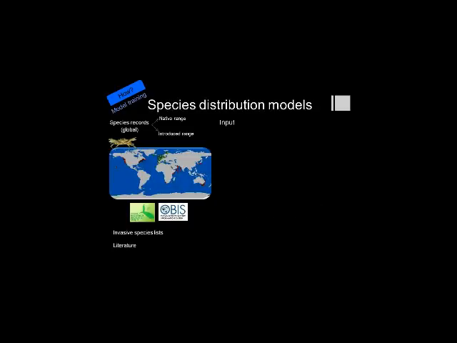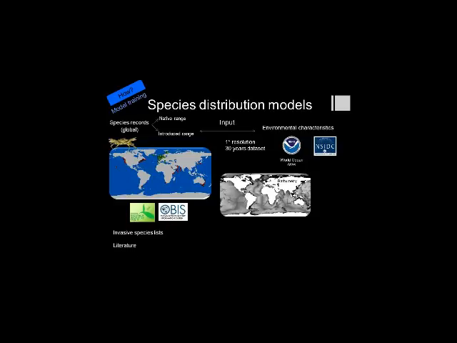So, how does this model work? First, we have to train the model. To train the model, there are 2 different inputs of information. The first input is the species records, so it's where the species have been recorded. We did this at a global scale using both the native and the introduced range. And we took the information from global biodiversity databases, such as GBIF, OBIS, and invasive species lists and literature.